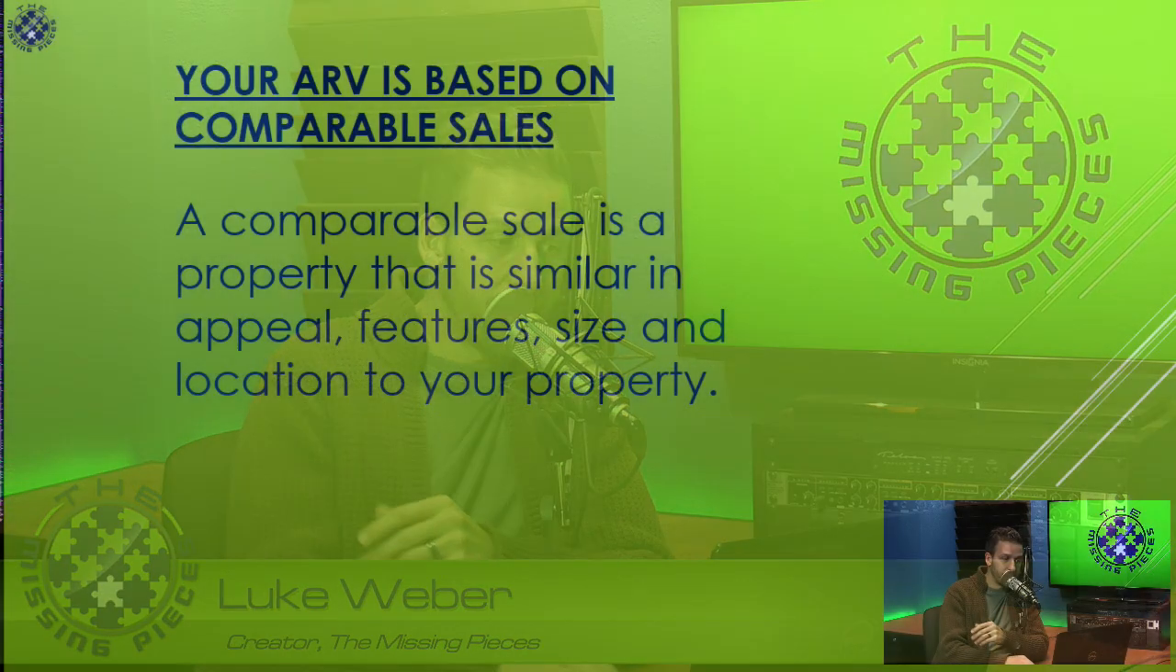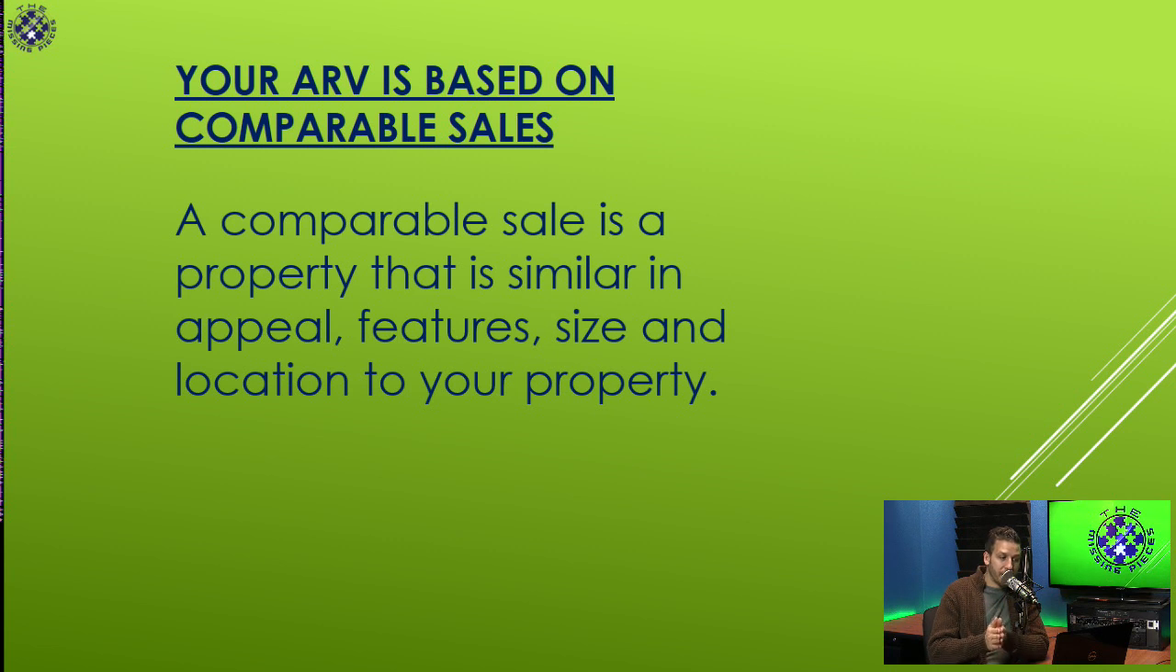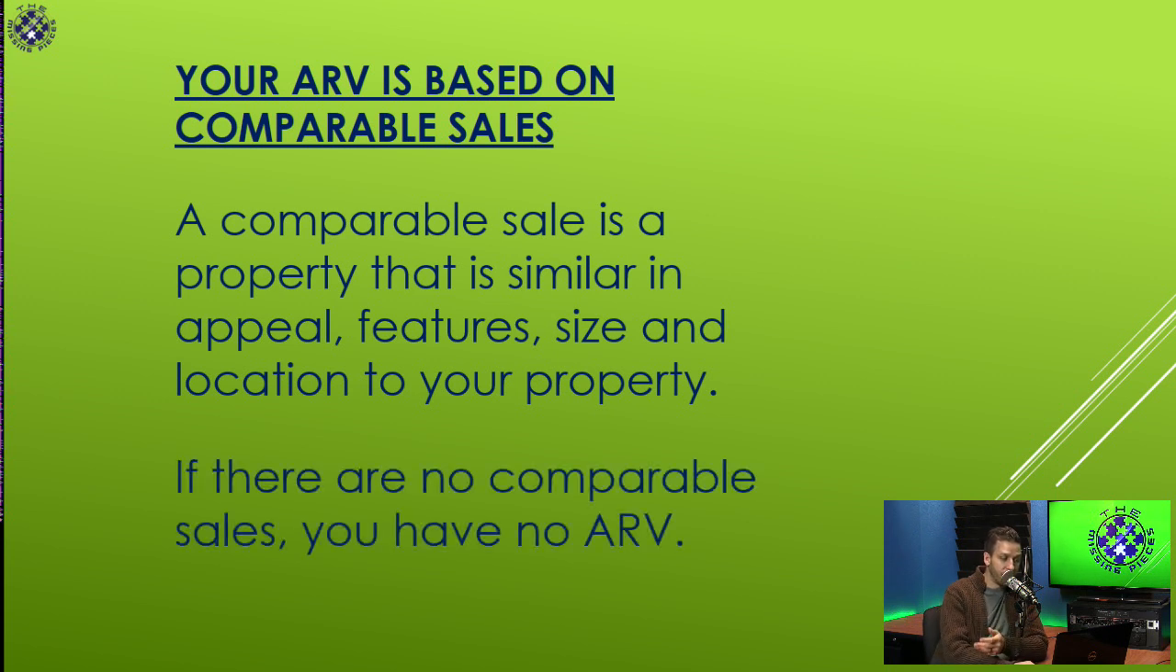I mentioned comparable sales. So really, what is a comparable sale? A comparable sale is a property that is similar in appeal, features, size, and location to your property. It's an apple to your apple. It's a similar property. Now, a lot of people say when they're looking at properties, different deals, I can't find any comparable sales. Well, guess what? You don't have an ARV. If you don't have any proof, move on to the next deal. It's safety. So a comparable sale is basically just a similar property that is recently sold and is in similar condition and has similar features.